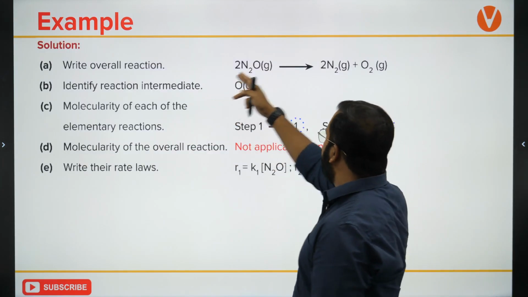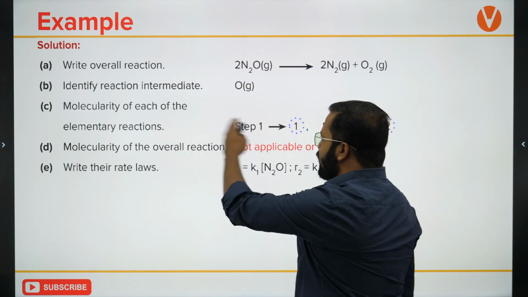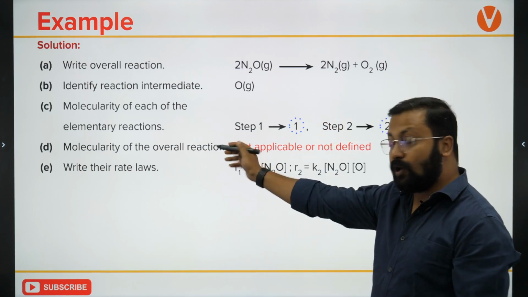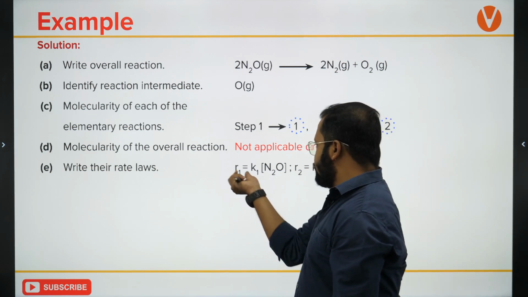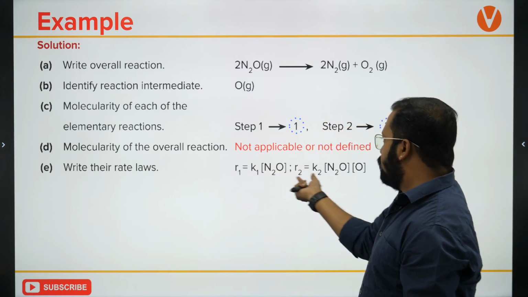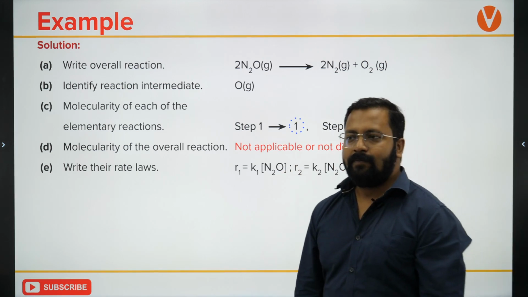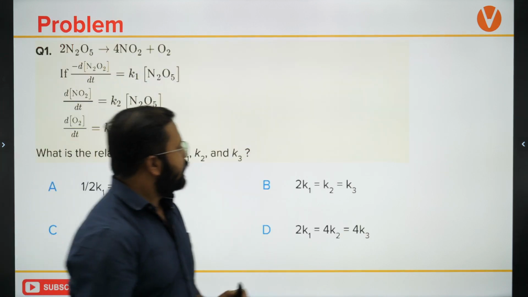Solution, overall reaction ये होगा, intermediate is oxygen. Molecularity of each of the elementary reactions is 1 and 2 that we had identified. Molecularity of the overall reaction is not applicable or not defined. Rate law will be written as R1 proportional to N2O, R2 proportional to N2O, O. Okay, very easy question. Okay, let's take the next question.